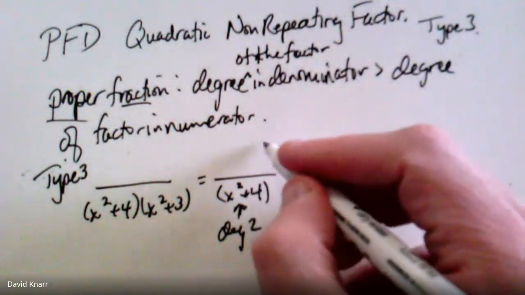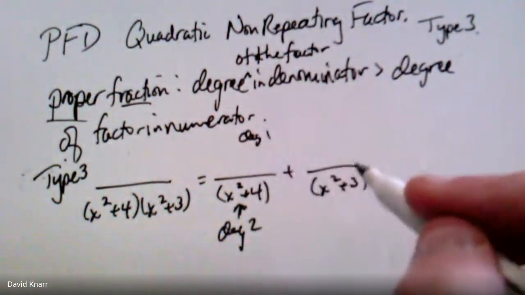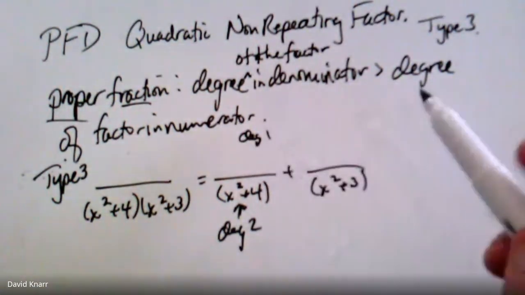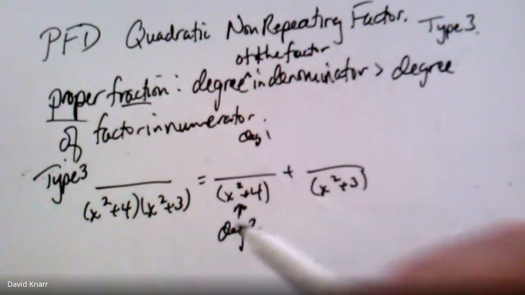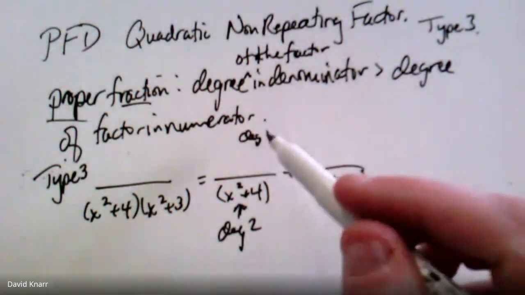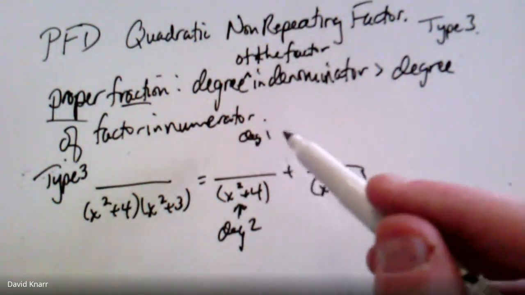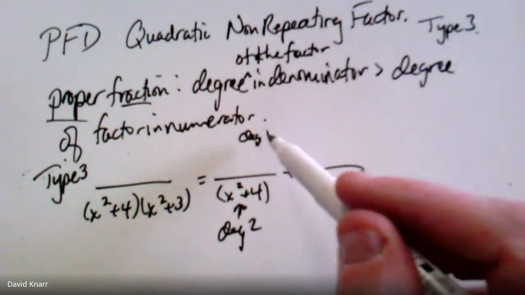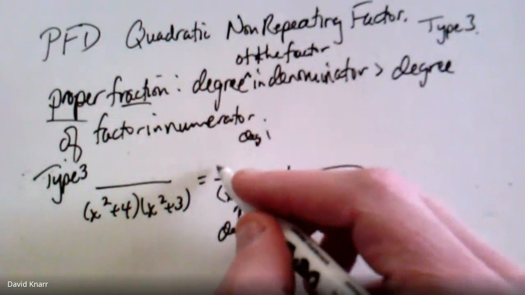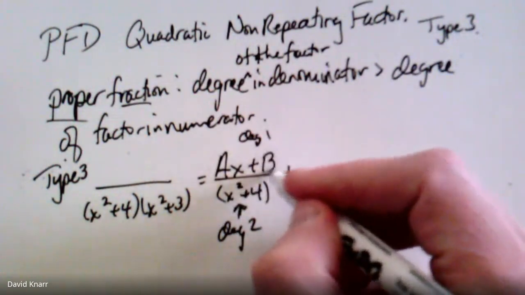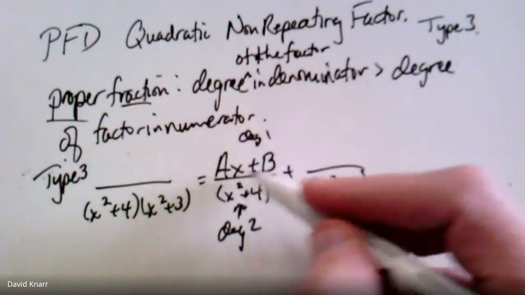So that means on top, you could actually put something that's degree 1, because the only rule for it to be proper is the degree of the denominator has to be bigger than the degree in the numerator. Okay, so technically degree 1 is allowed, but degree 1 would look like something that's linear. So on top in the numerator, we are going to write ax plus b. Okay, this is a linear factor.